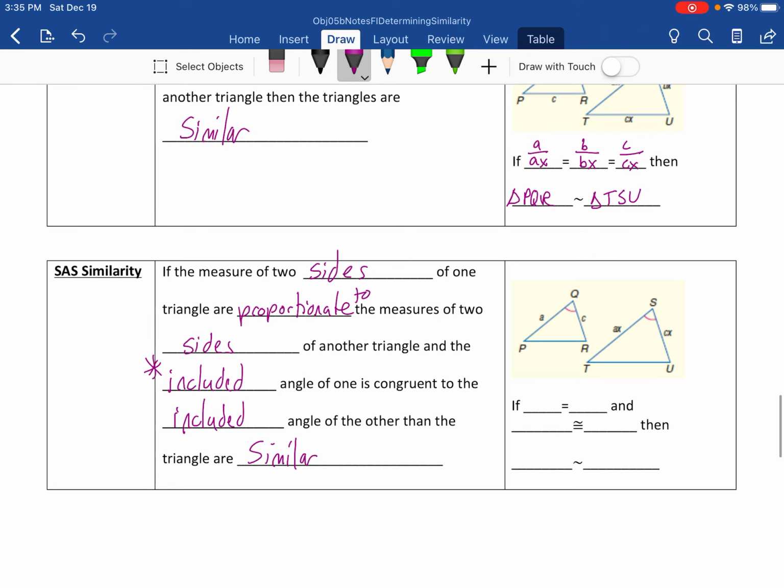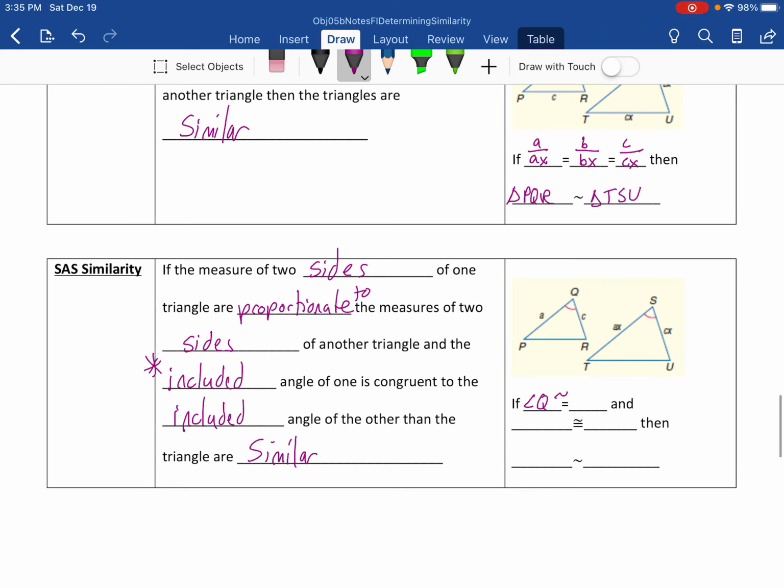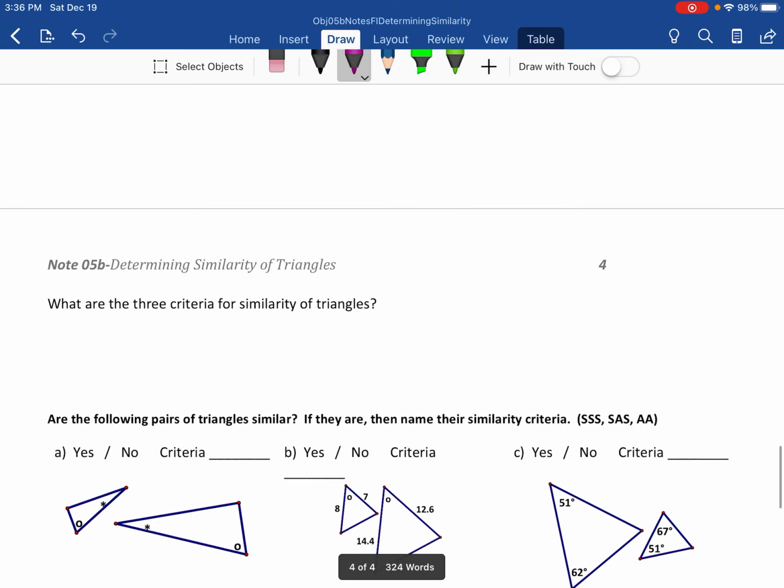So this one says if angle Q is congruent to angle S, sorry, I wrote this backwards. If A over AX is equal to C over CX, and angle Q is congruent to angle S, then triangle PQR must be similar to triangle TSU. So we're just going to use those 3 things. This is just a little bit more work than it was with congruence because you have to check the proportions.